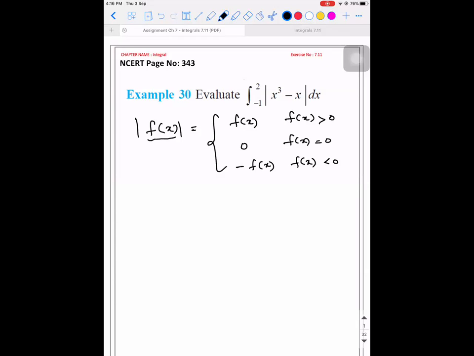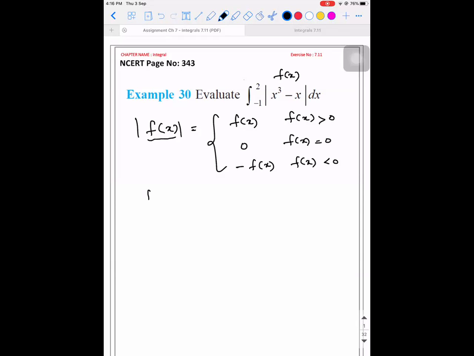I told modulus of a function. I'm not treating it as x square. Modulus of a function. So here, what is the function we have inside? We have f of x. So first our work is to find where all it is positive and where all it is negative. For that we are going to solve it.